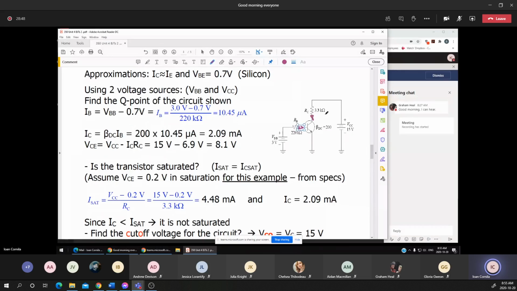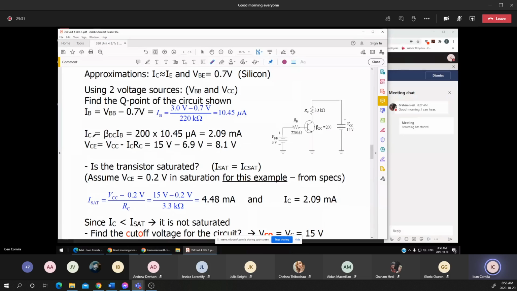The IC, or the collector current, which is the same as the emitter current, is the beta times IB. Beta is given. Most of the time, the beta is provided in the specs of the transistor. And in this example, beta DC, or simply beta, is 200. And we are multiplying the gain in current. That's the beta, 200, multiplied by the base current, 10.45, makes the collector current 2.09 milliamps.